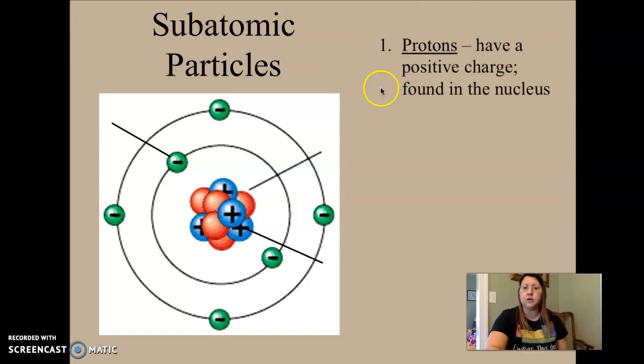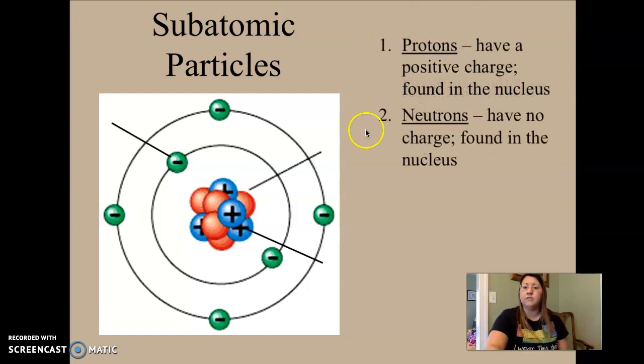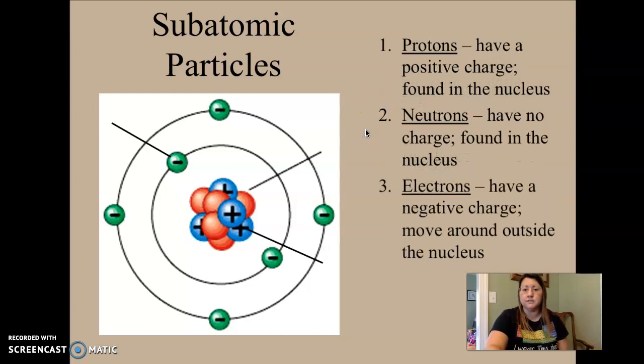Our first subatomic particle is the proton. We have neutrons, and our third one is my favorite, the electron. Protons have a positive charge, and they're found in the nucleus. In this model, this is our nucleus, our central core. The protons are the blue circles here that have the plus sign. An easy way to remember that protons are positive is that proton and positive both start with P, and also the stem pro refers to positive.